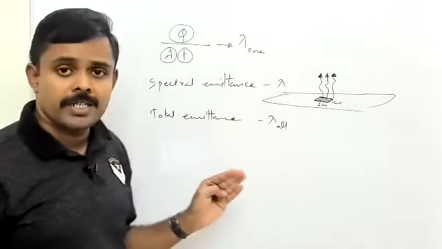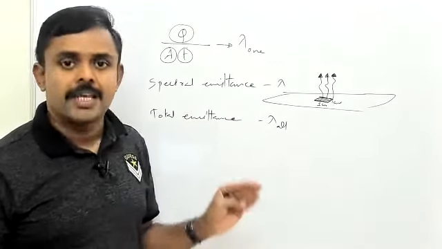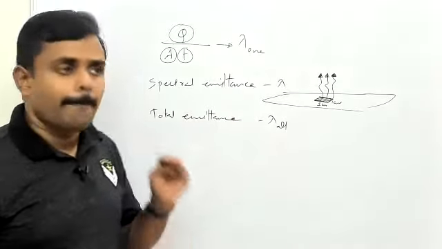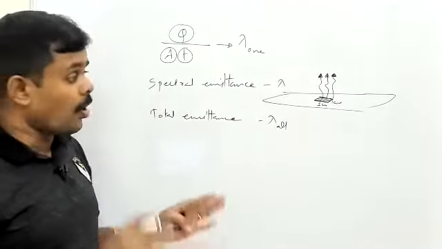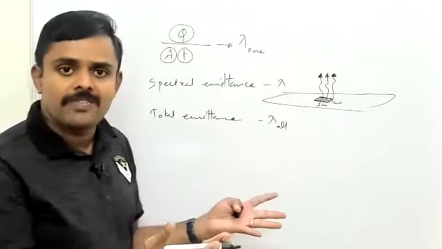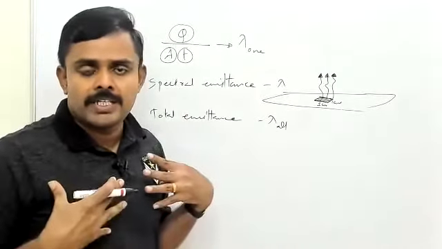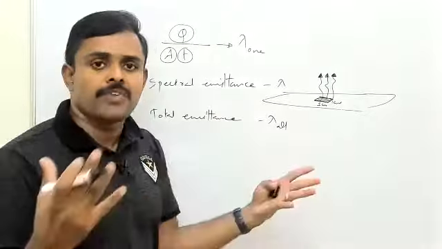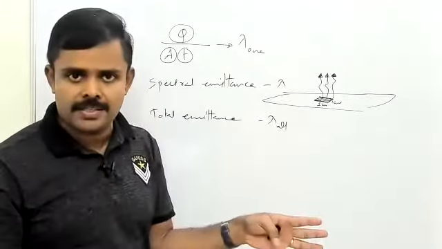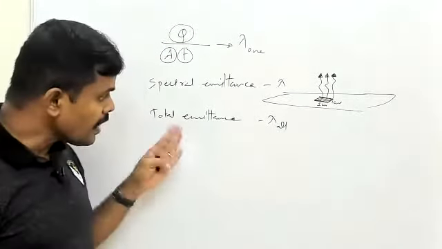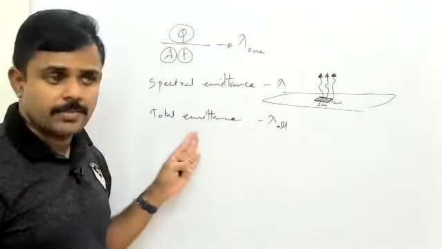And what is total emittance? The amount of energy emitted per area per second for all wavelengths. I told you there are many wavelengths being emitted. Even my body is emitting not one wavelength. Actually, it's a spectrum of wavelengths being emitted. And for lambda all, we have another term called total emittance.